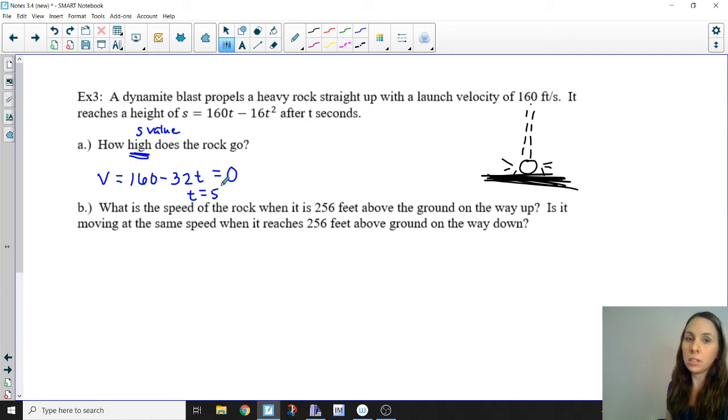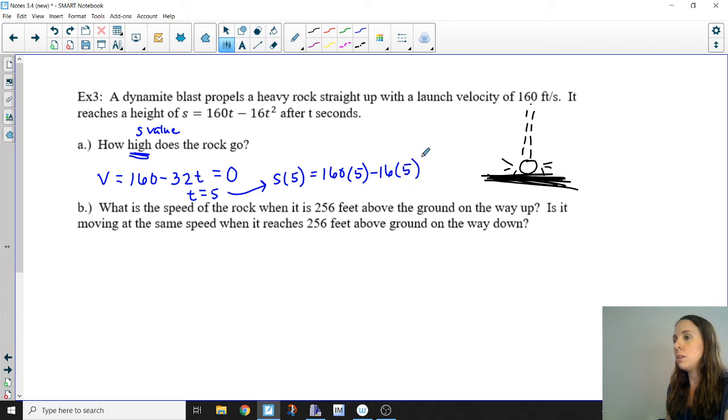Now, that's not my final answer because remember, we're looking for an s value. To find that s value, however, we can plug that time in. So now we are just finding s of 5, which is 160 times 5 minus 16 times 5 squared. And doing that calculation, we will get 400 feet. And that's our answer. That's how high the rock goes. It goes 400 feet.